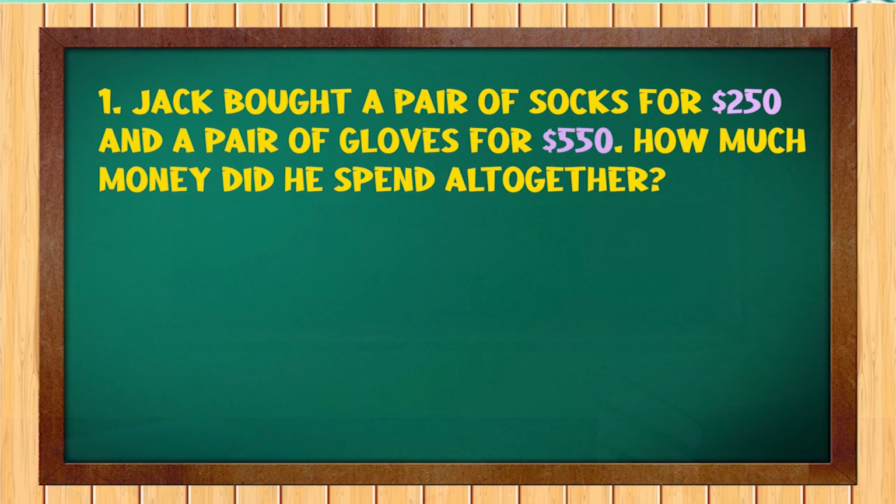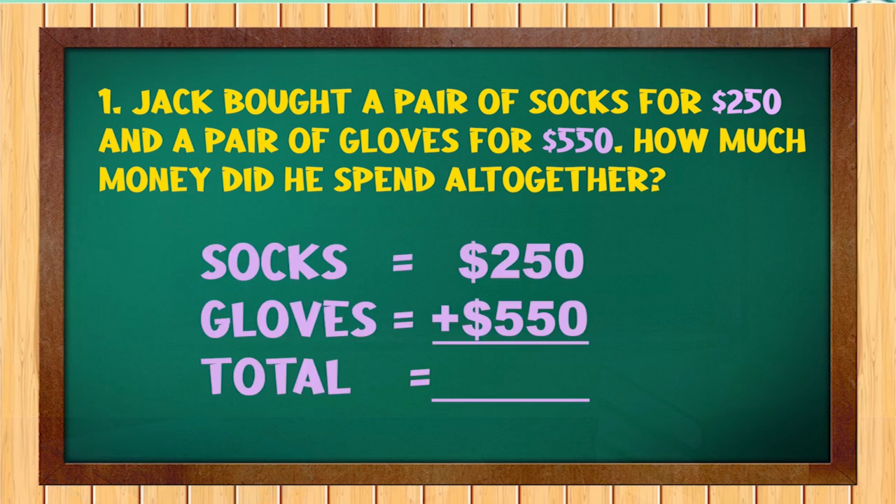Let's look at what you did to solve the first problem. What is it that Jack bought? He bought a pair of socks and he bought some gloves. So, what is it we want to know? We want to know how much money he spent altogether. The socks cost $250 and the gloves cost $550. We know that altogether means that we are putting things together, and that means that we will be doing the addition operation.